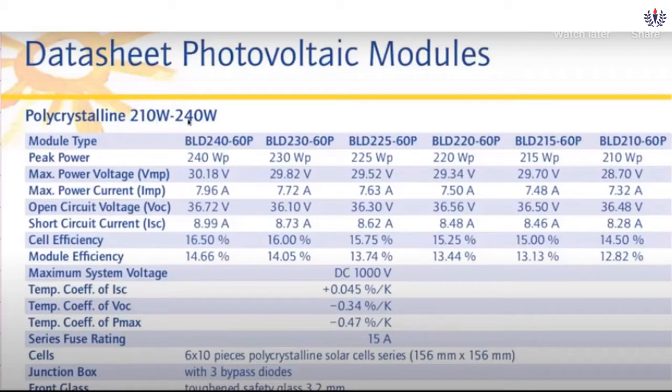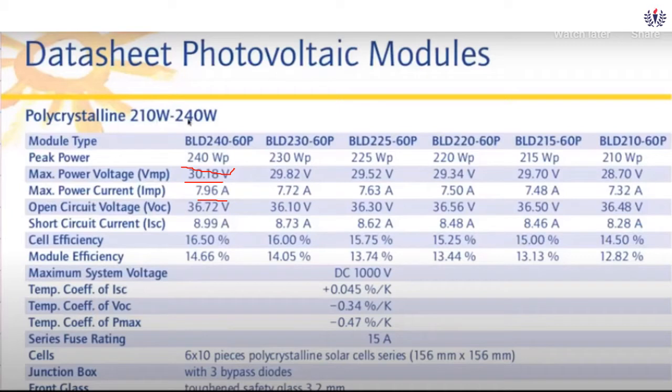The BLD 240 60P module type has a peak power of 240 and the maximum power voltage is 30.18 and the maximum current is 7.96. If you look at the BLD 220 type, the value will be 220. So there will be a reduction in the maximum power voltage, as 29.34, and the maximum power current is 7.96 and 7.5.